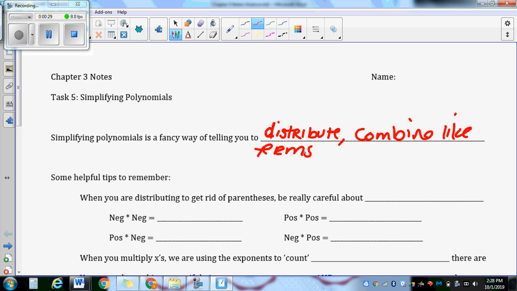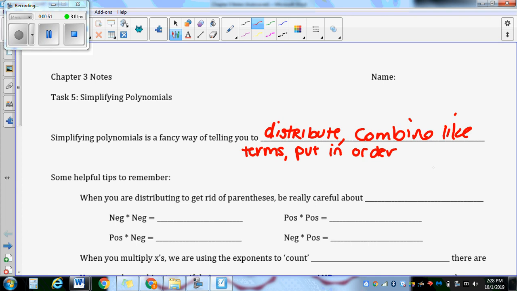Man, my handwriting's terrible, and I'm sorry. It's telling you to distribute. It's telling you to combine like terms. And it's telling you to put everything in order. So when we say simplify in math class, really we're just talking clean up shop. Make it as pretty as you can.